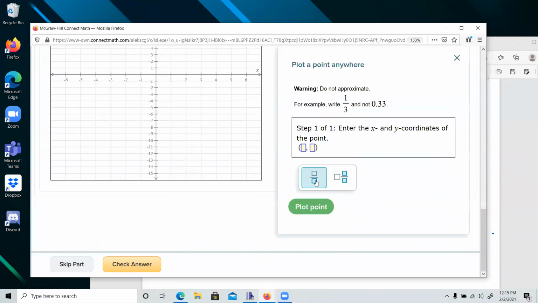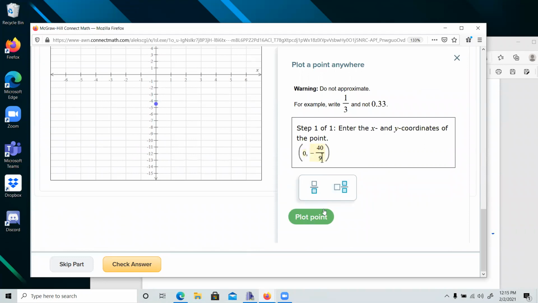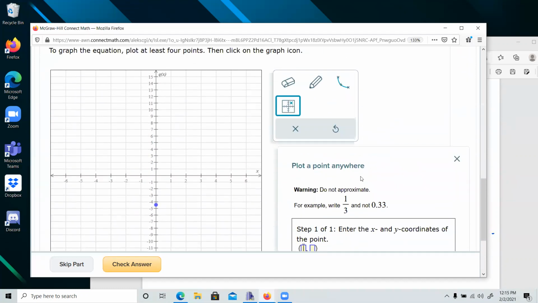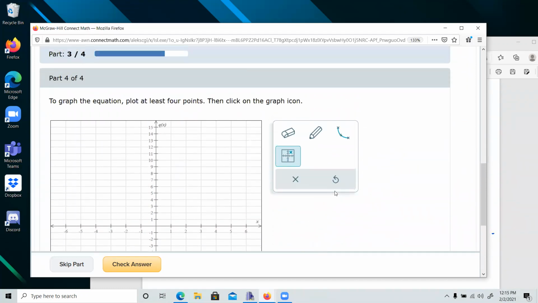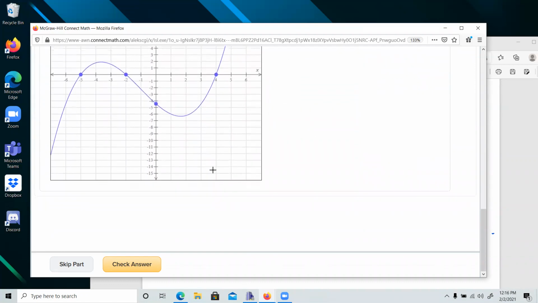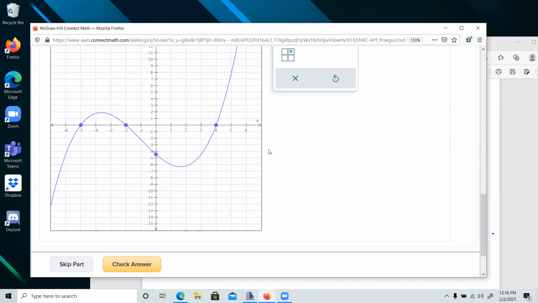So let's go ahead and give us a 0. And this is -40/9. Plot that point. We're going to kill that off. And then with our pencil here, we could do a -5, a -2, and a 4. And then we'll go ahead and do that. And that looks pretty good.